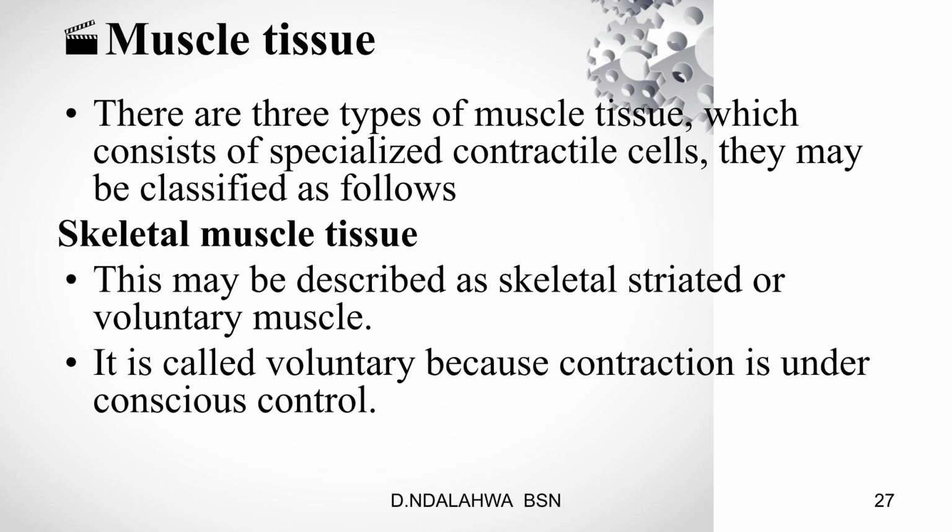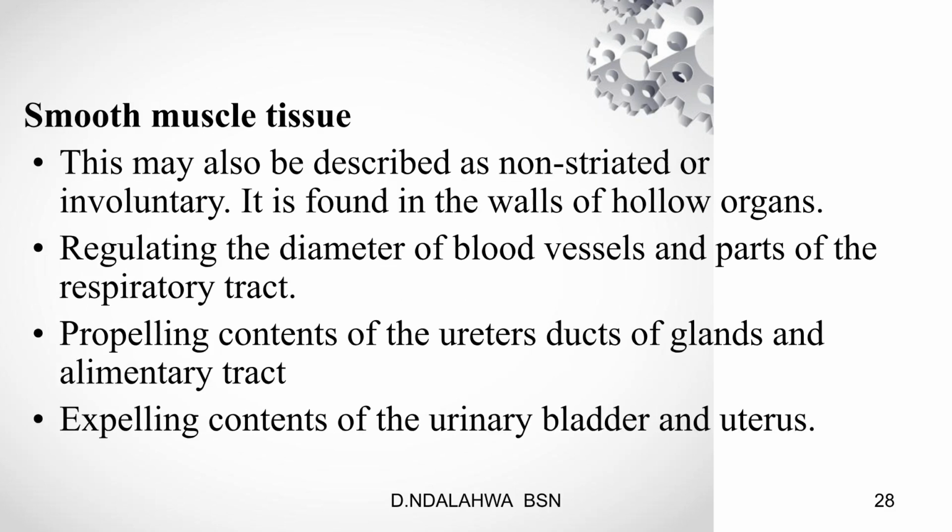Skeletal muscle tissue is striated and voluntary, meaning its contraction is under conscious control. Smooth muscle tissue is non-striated and involuntary. It's found in the walls of hollow organs, regulating the diameter of blood vessels and respiratory tracts. It also propels contents through the ureters, ducts, and alimentary tract, and expels contents from the urinary bladder and uterus.